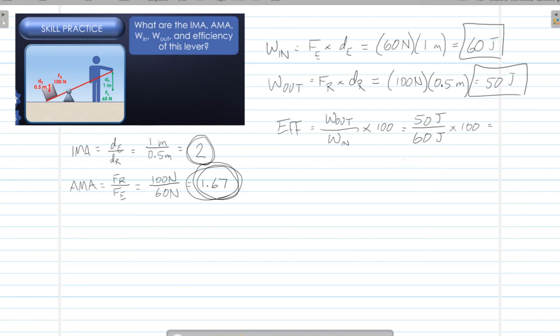50 divided by 60 is 0.83, and it's going to be repeating. It's going to keep on going forever and ever. And then we're going to multiply that by 100, so we will move the decimal 2 places to the right, which means that the efficiency is roughly 83%.